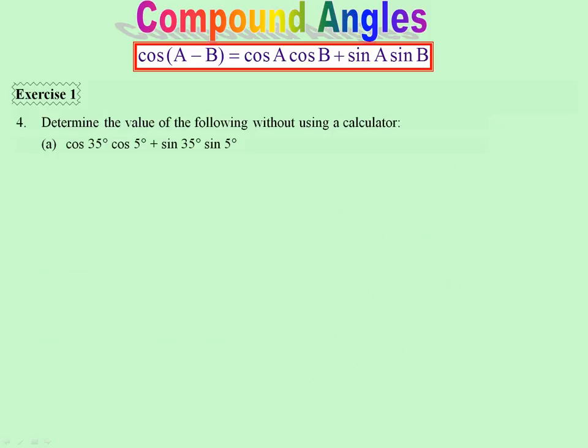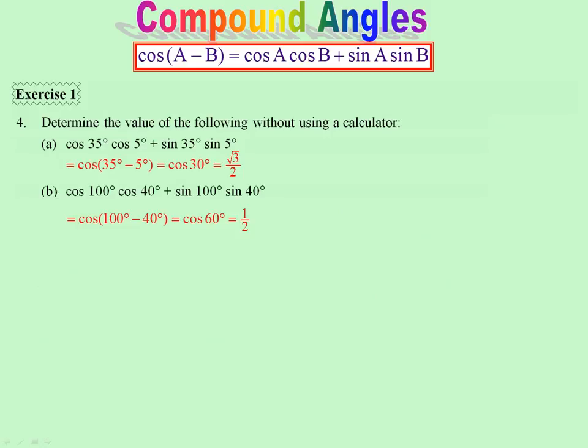Without using a calculator. Into the formula, special angle. Cos of negative 45 again, fourth quadrant, cos positive.